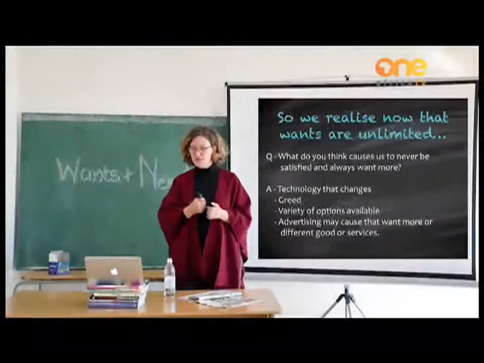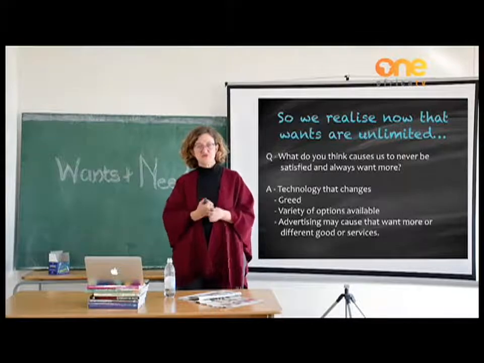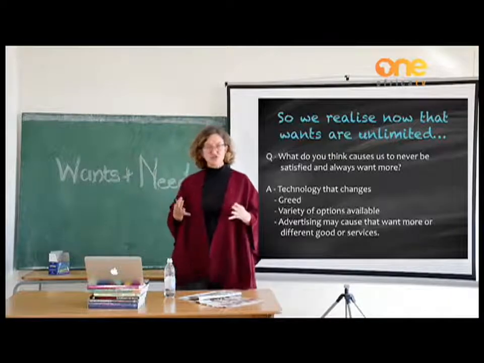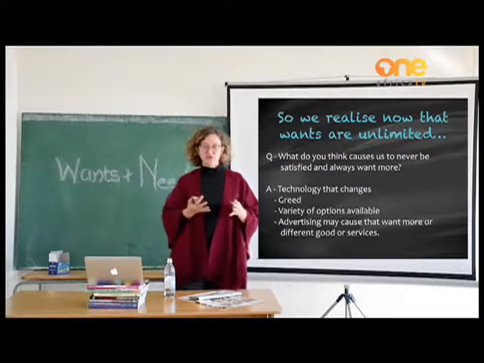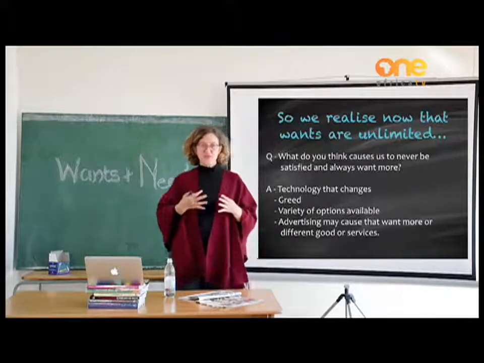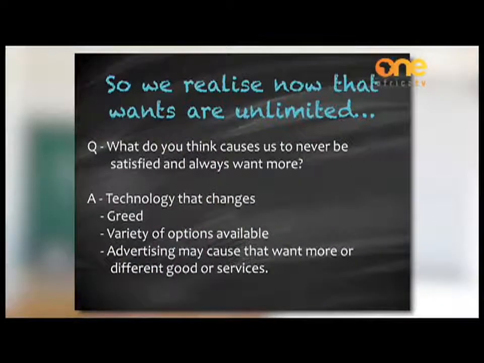Okay, then we realize that wants are unlimited for individuals, firms, and the government. So I asked the question, why are wants unlimited for us? A want is like your cell phone, for example. A reason why that is unlimited is because technology changes very quickly. Then there's something new on the market with new features, and that's why you feel that you need a new phone. But it's not a need, I want a new phone.